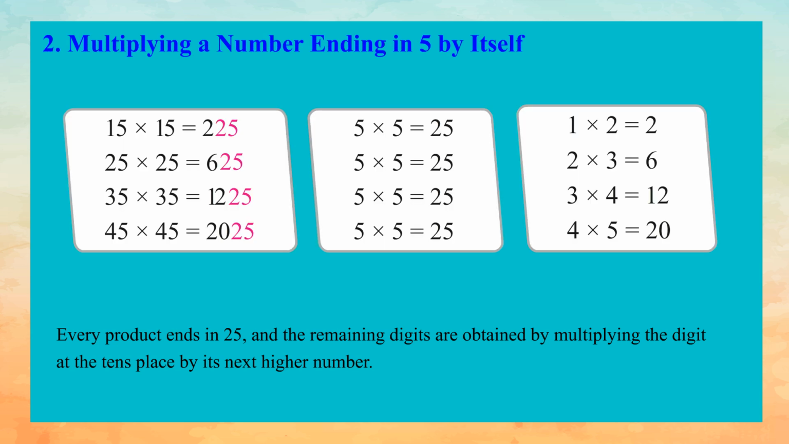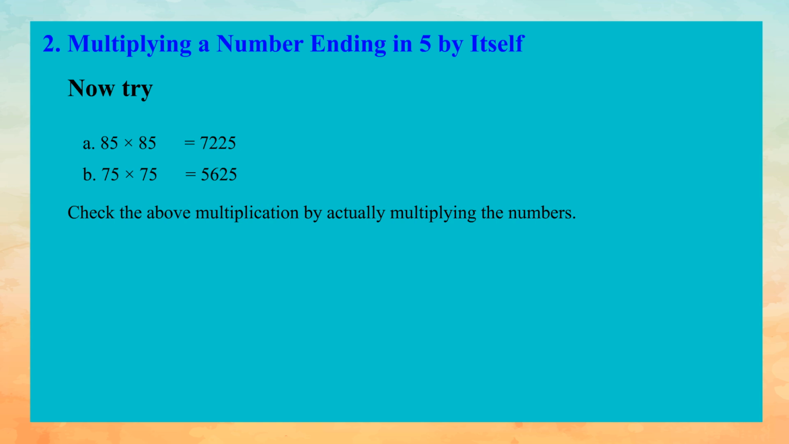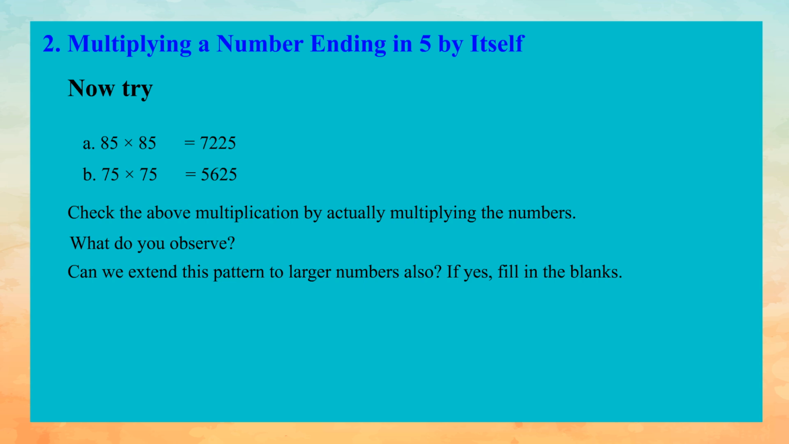2. Multiplying a number ending in 5 by itself. Every product ends in 25, and the remaining digits are obtained by multiplying the digit at the tens place by its next higher number. Now try. A. 85 multiply 85 equals 7225. B. 75 multiply 75 equals 5625. Check the above multiplication by actually multiplying the numbers. What do you observe? Can we extend this pattern to larger numbers also? If yes, fill in the blanks. 105 multiply 105 equals 11025.